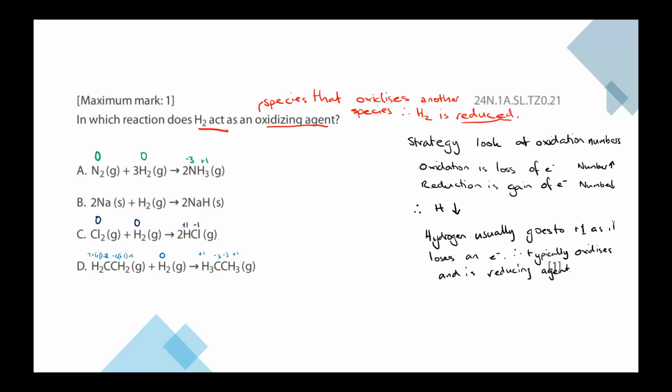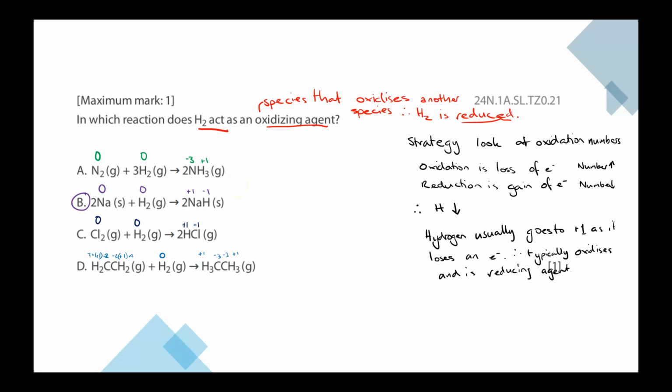And that leaves us with B, alright? So we have a 0 and a 0. Here, the sodium loses electrons. We get an ionic bond here. So there's going to be a +1, -1. Holy dooly. The hydrogen has been reduced, which means B is our answer.